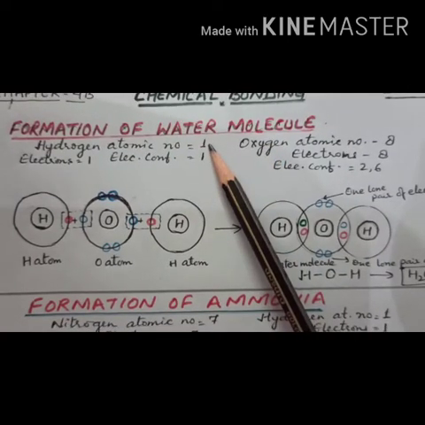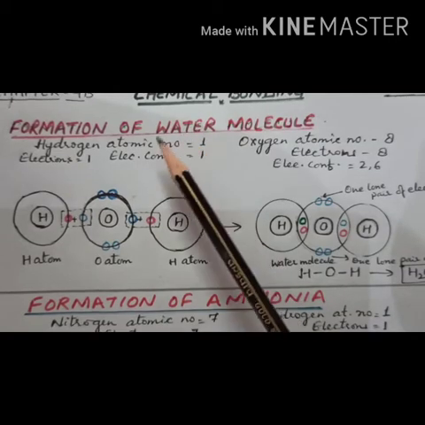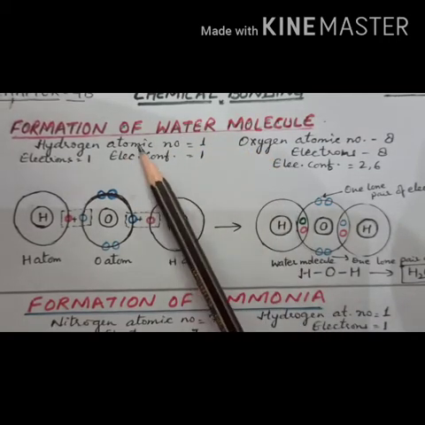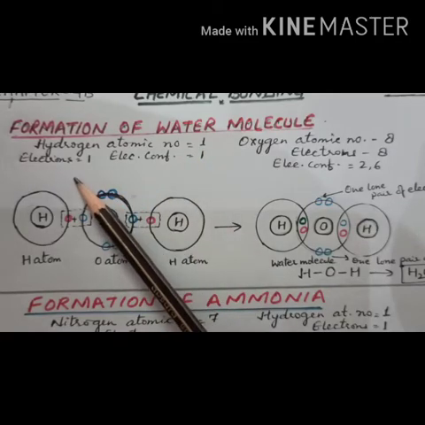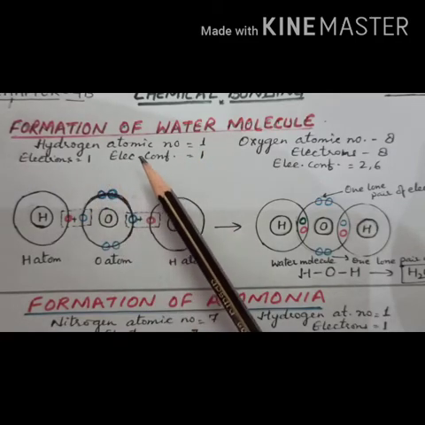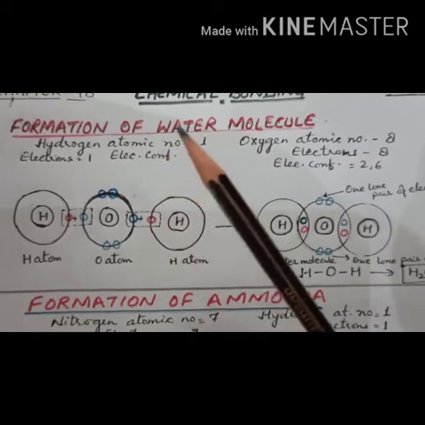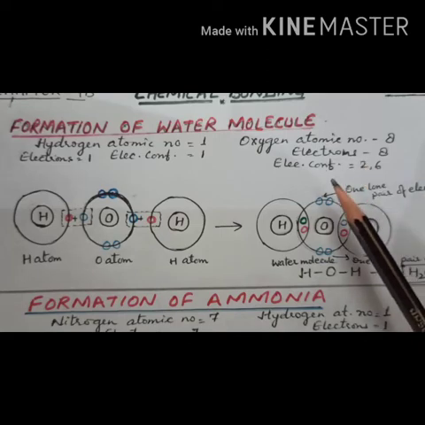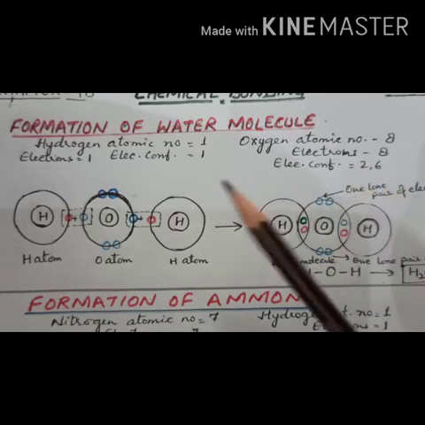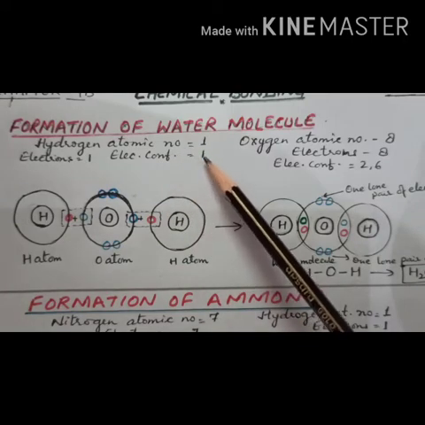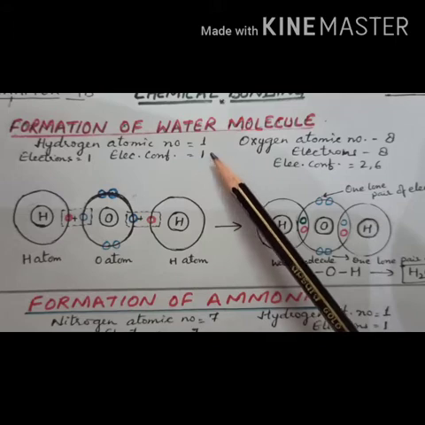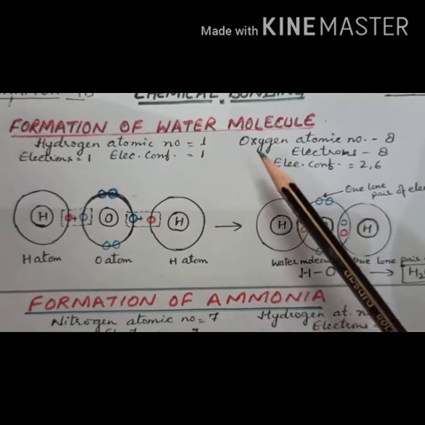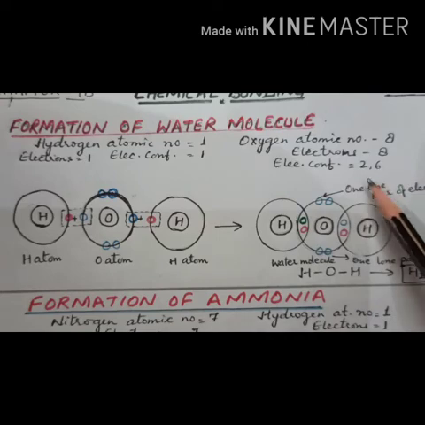Water is also a covalent compound. Right? All of you know water is made up of hydrogen and oxygen. Hydrogen atomic number is 1. How many electrons are there? 1. Electronic configuration is also 1. Right? Now oxygen atomic number is 8. Electrons are also 8 and electronic configuration is 2, 6. It means hydrogen needs only 1 electron to get a stable electronic configuration, but oxygen needs how many electrons? 2 electrons to get a stable electronic configuration of the nearest noble gas, neon.